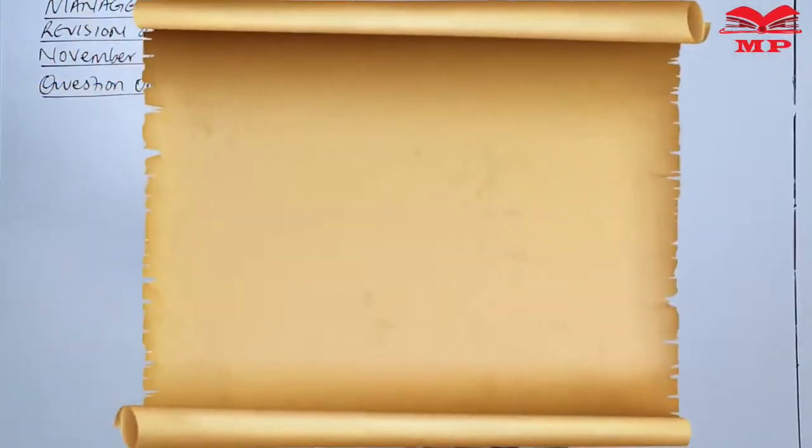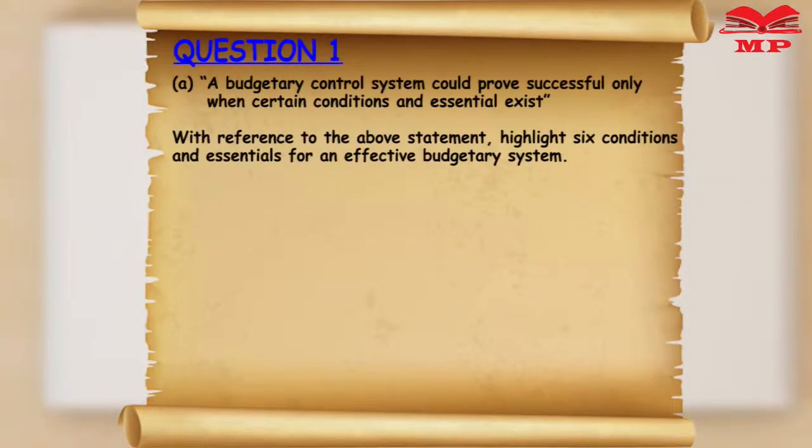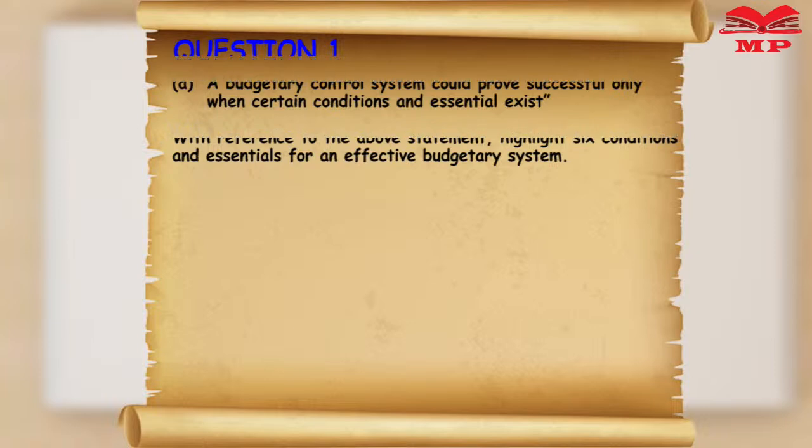Question 1 of November 2018 reads: Part A, a budgetary control system could prove successful only when certain conditions and essentials exist. With reference to the above statement, highlight 6 conditions and essentials for an effective budgetary system. End of question.